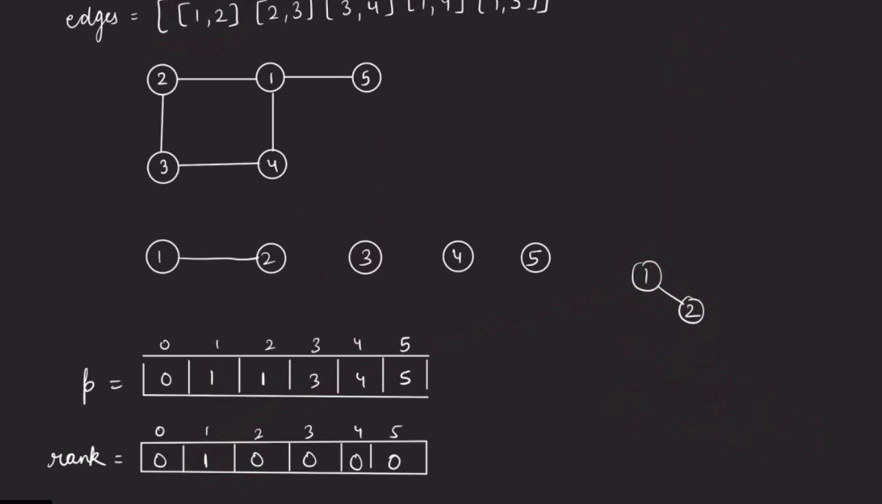Now when you have to do the union of node 2 and node 3, basically you need to insert this particular edge. So you will check what is the rank of the parent of 2 and what is the rank of the parent of 3, right? The parent of 2 was 1 and the parent of 3 was 3. What is the rank of 1? 1. And what is the rank of 3? 0. So whichever is having more rank, we will make this the parent, right?